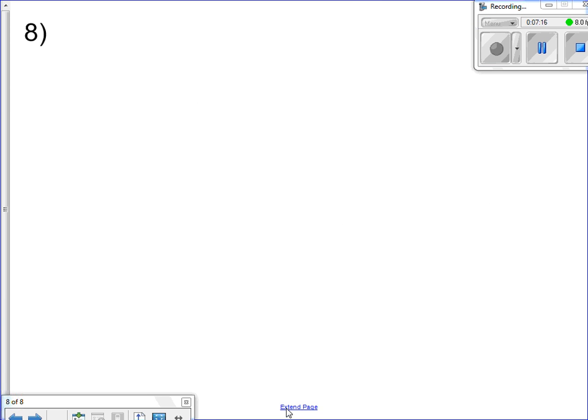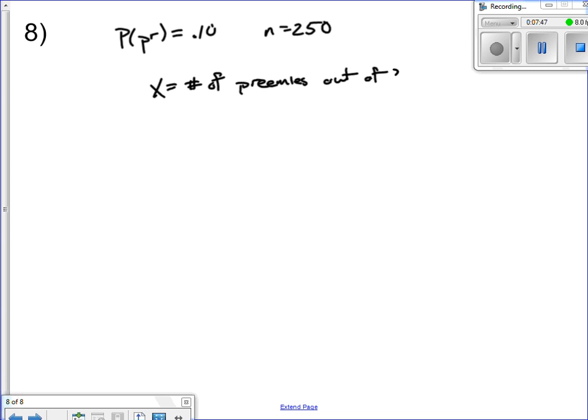And finally, number 8, premature births. They're born more than 3 weeks early. 10% of all live births seem to be premature. So the probability that we get a premature birth is 0.10. We're going to take 250. This is a pretty big sample size. And we're going to say x equals number of preemies out of 250. So here we go, just jotting down that information.